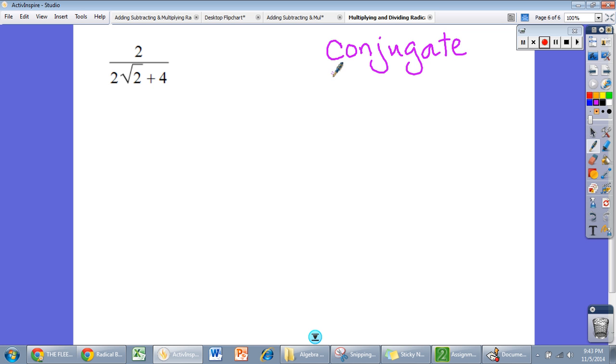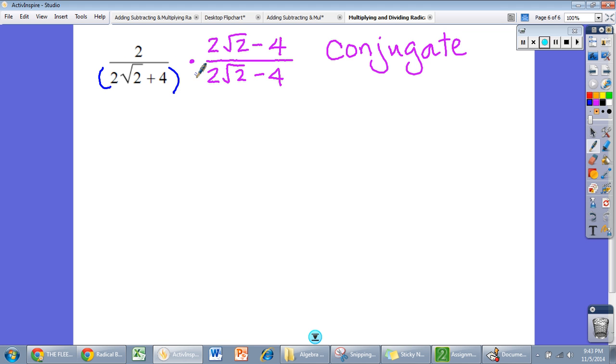So we can say the conjugate of 2 square root of 2 plus 4 is 2 square root of 2 minus 4. That's the conjugate. And whatever you multiply the denominator by, we can't change the value, so we multiply the numerator by the same thing. So we always multiply by the conjugate. So here we go, we need to multiply.